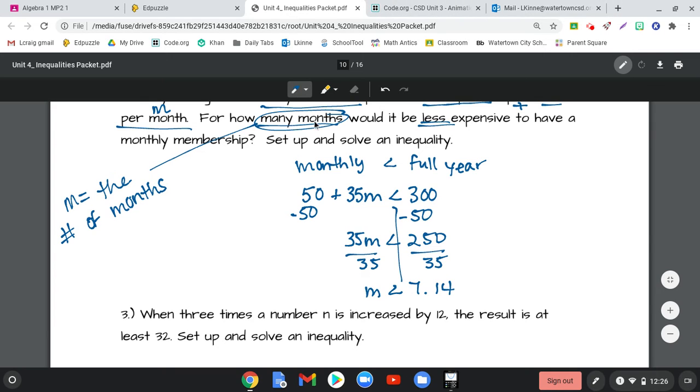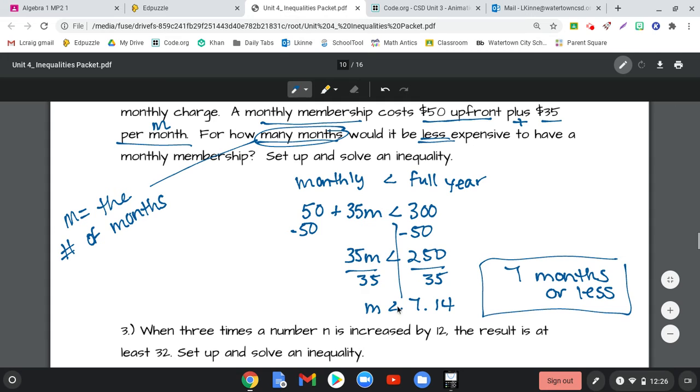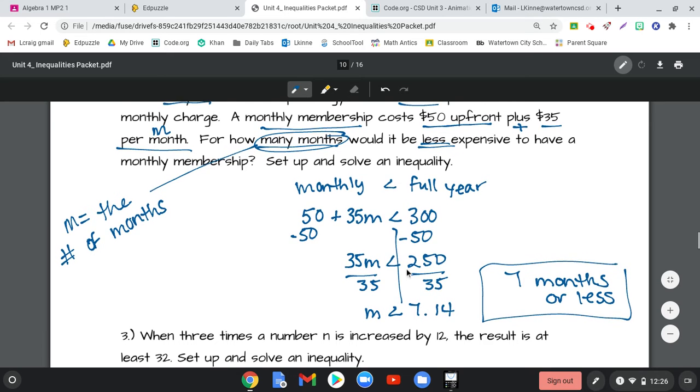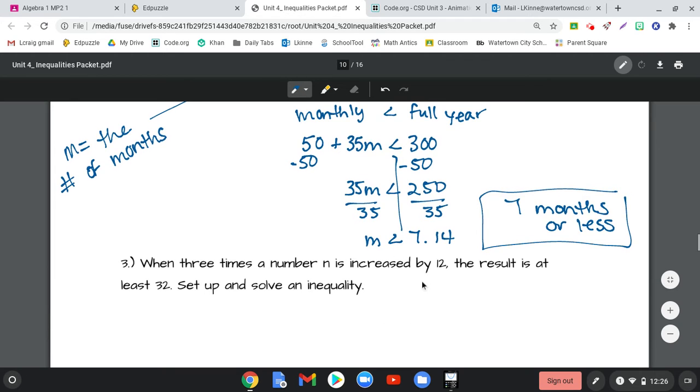All right, so it says for how many months would it be less expensive to have a monthly membership? You can't have a partial month, right? So what month is less than 7.14? It'll be 7 months or less. So if you're just going to be there for a short while, if you just wanted to have it for a few months, your better buy would be to go with the monthly membership. But if you're going to have 8 months or more, it's going to be cheaper for you to go with just the full year. So think about that when you're looking at cell phone plans or gym memberships or any type of membership.